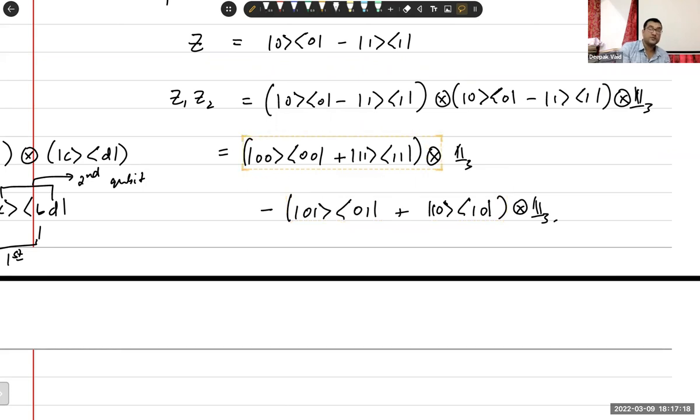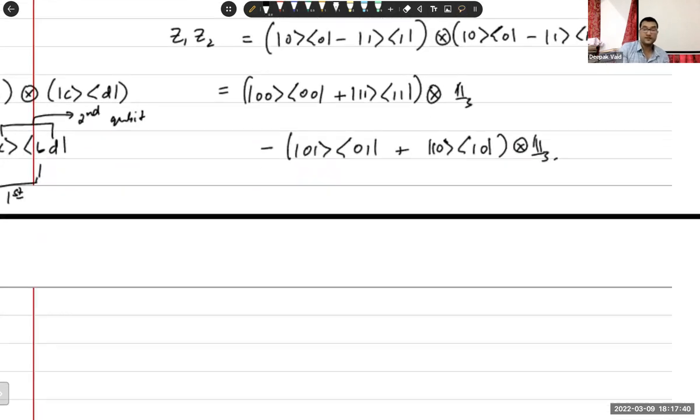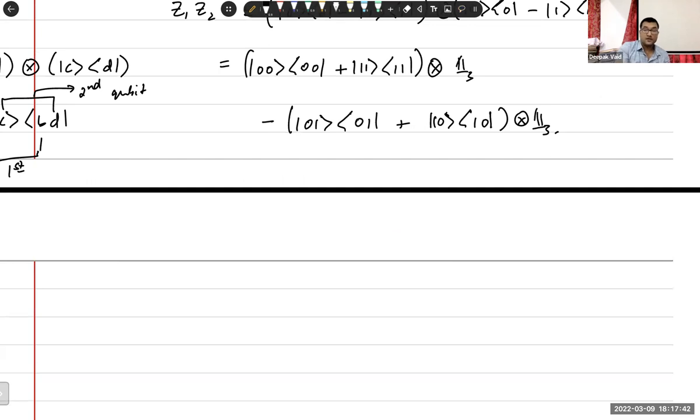The first term is projecting onto the case when the first two qubits are the same, right? So if the first two qubits are the same, the action of this part of the operator on the state will be zero. And if the first two qubits are different, right? So these are projectors. So in this sense, Z1 Z2 gives us a measurement of whether they are the same or not. Same thing for Z2 Z3, and Z1 Z2, and so on and so forth.